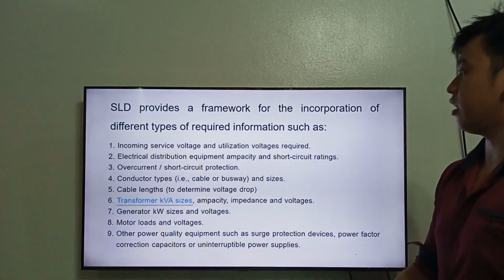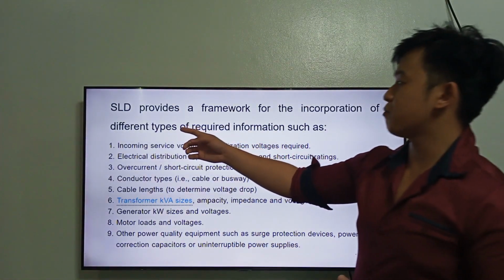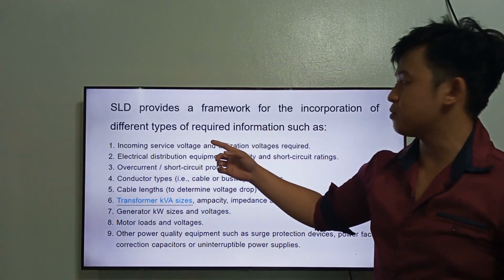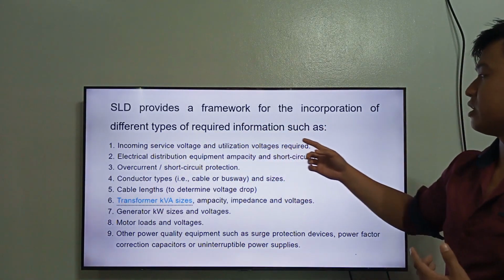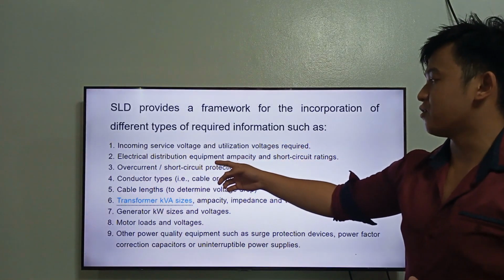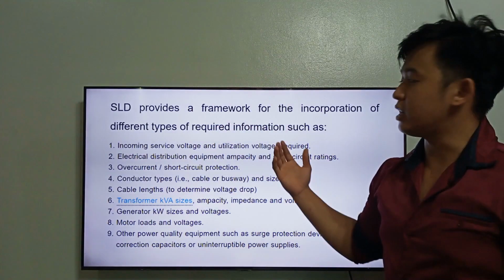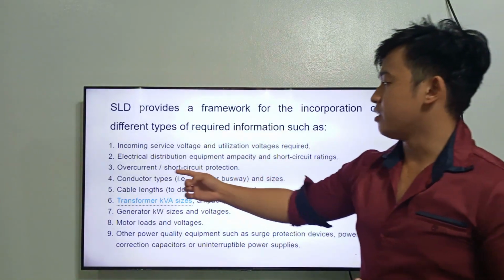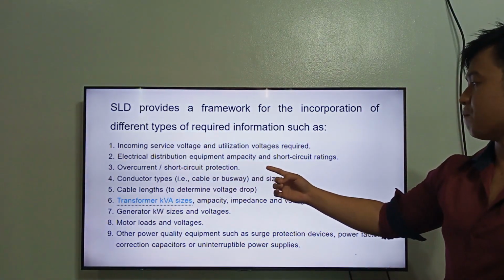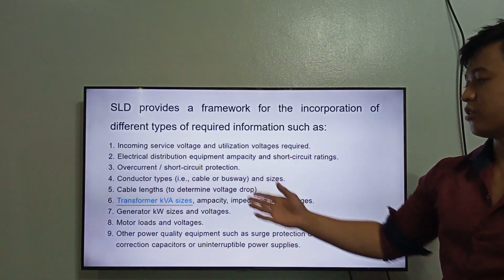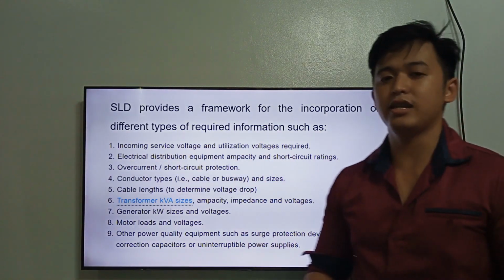Then single line diagrams provide a framework for the incorporation of different types of required information such as incoming service voltage and utilization voltages required. This can be seen in single line diagrams. Then electrical distribution equipment, ampacity and short circuit ratings, overcurrent, conductor types, cable lengths, and etc.